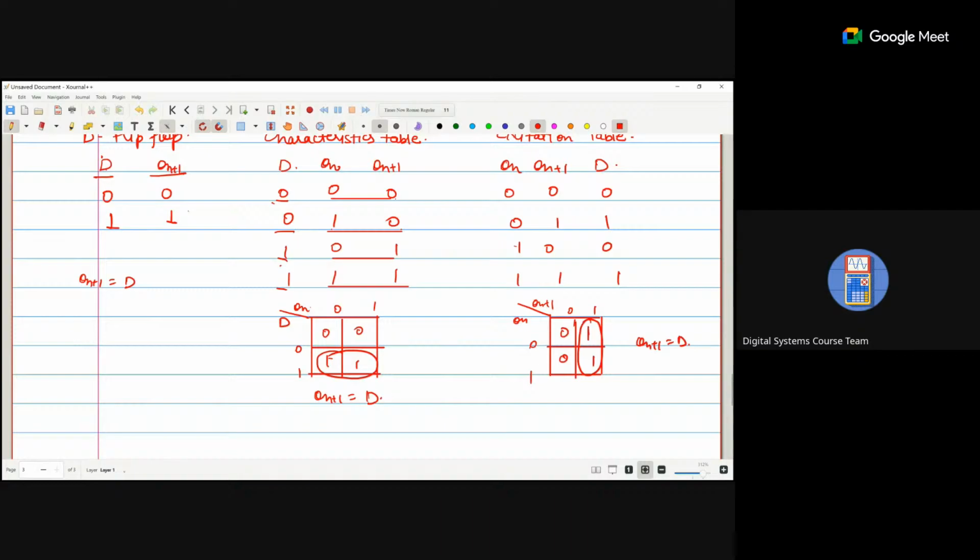So these three tables are important. We will discuss the application of the excitation table in the next weeks, where we design counters and FSMs, finite state machines. So the excitation table is very important in that scenario. For every flip flop, we can design these three types of tables. Any doubt?